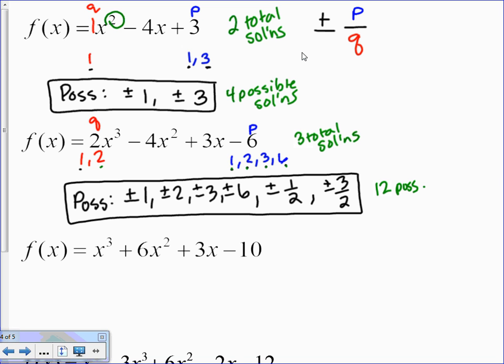Here, I could end up doing a lot more work. I have 12 possible, only 3 of them are going to work. It's going to be harder to find the one that works. So we're going to be working with that concept tomorrow. Does anybody have any questions on those top 2 right now?